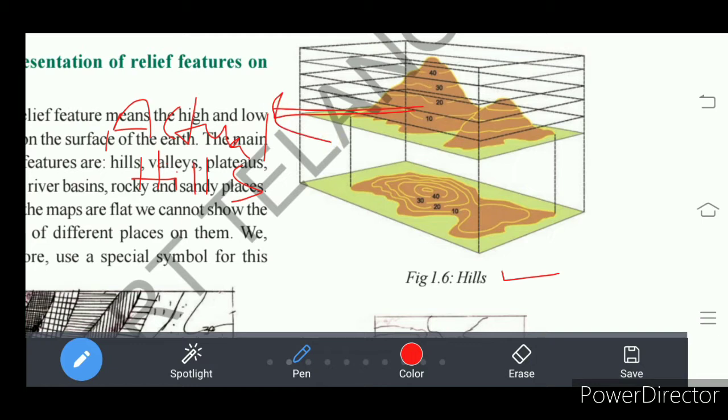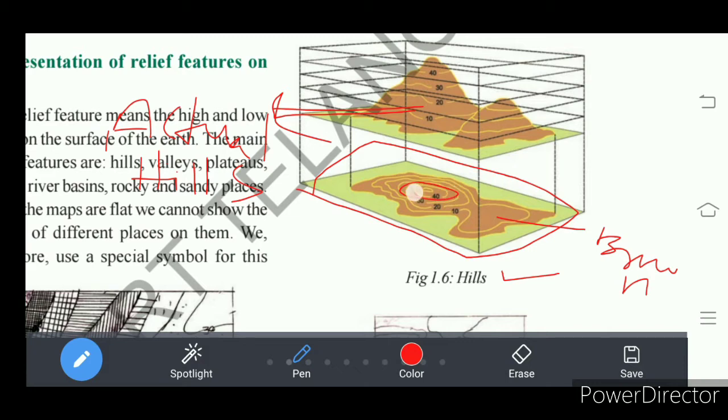Okay, and below it, what do you see? There is a flat surface. On that flat surface, something is shaded with brown color. Which color? Brown color. And some lines are drawn on that brown shaded surface, right? In this way, hills are shown on a map.